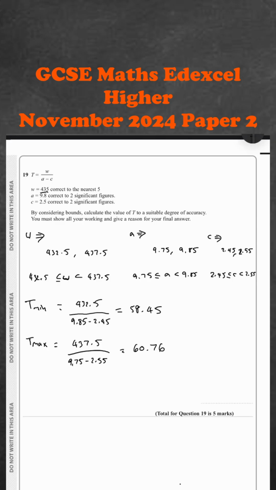60.76. The question wants us to calculate a value of t to a suitable degree of accuracy, we know that t is between 58.45 and 60.76. We're therefore going to say t equals 60.